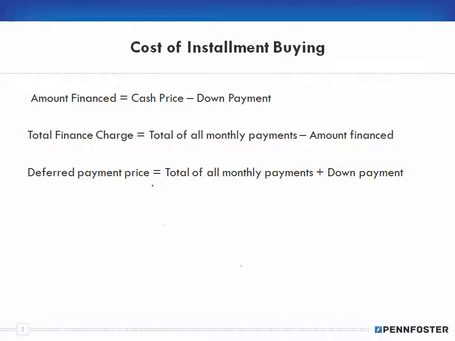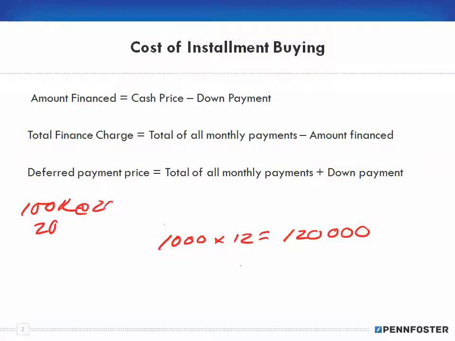Your deferred payment price is equal to the total of all the monthly payments plus the down payment. So if I had $1,000 a month times 12 months, that would be $120,000. But remember, you were borrowing 100,000 at 20% interest, which means you had $20,000 of interest, and that's how you ended up with your monthly payments.